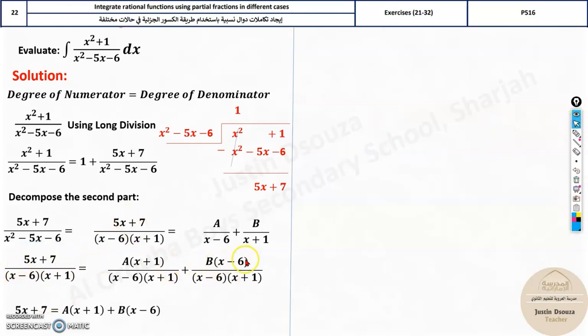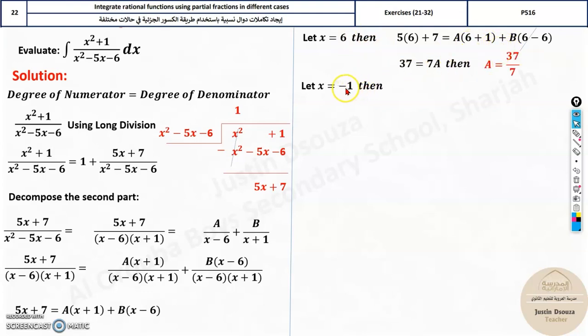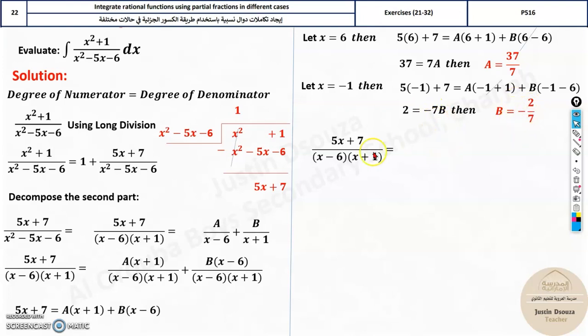All the numerators can be equated because the denominators are the same factors. Numerators are equated, and then let us consider one of the x values, that is x equals 6, and then you find the a value, and then take x equals minus 1, that's the other x value, and you can solve for b. And all you do is simplify and solve, the b value is obtained, and now we can put it over here in the equation like this.